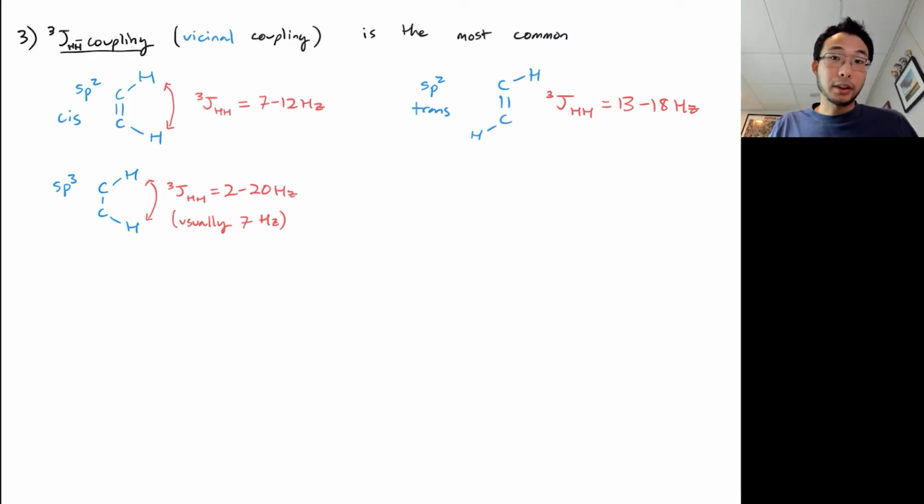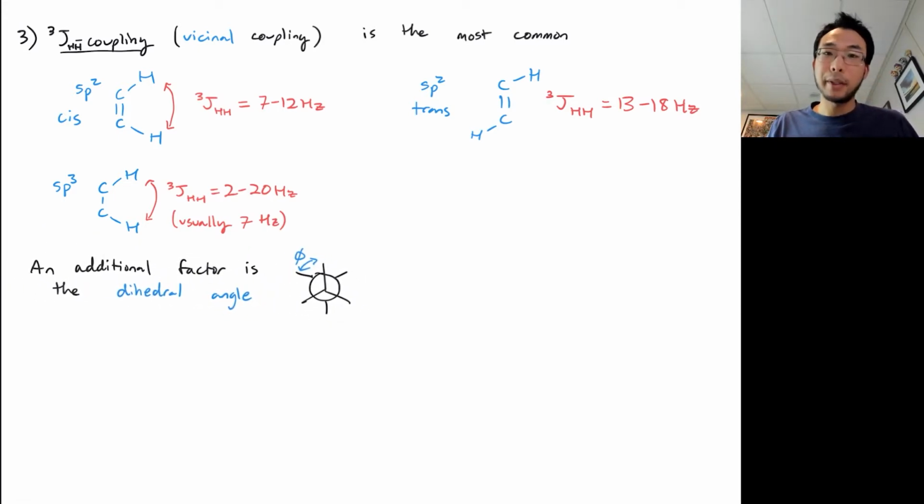The reason there is such a wide range is because there is a dependency of the coupling constant on the dihedral angle between CH bonds. So what the dihedral angle is: whenever you have a 4-atom system, you can talk about the angle from a Newman perspective between this CH bond and this CH bond. So in the Newman projection, that would be the bond coming from the atom in the front here versus the bond coming from the atom in the back, where that's your dihedral angle.